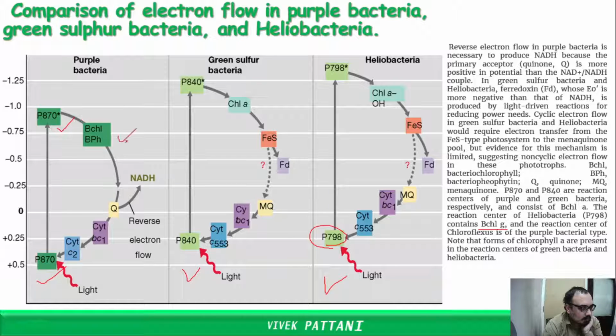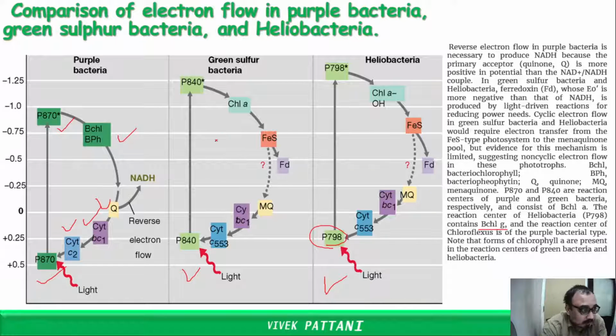Now in this case, in purple bacteria, P870 gets excited. It then transfers to bacteriochlorophyll or bacteriophytin, then to the quinone pool, then to the cytochrome bc1 and cytochrome c2, and again to the P870.